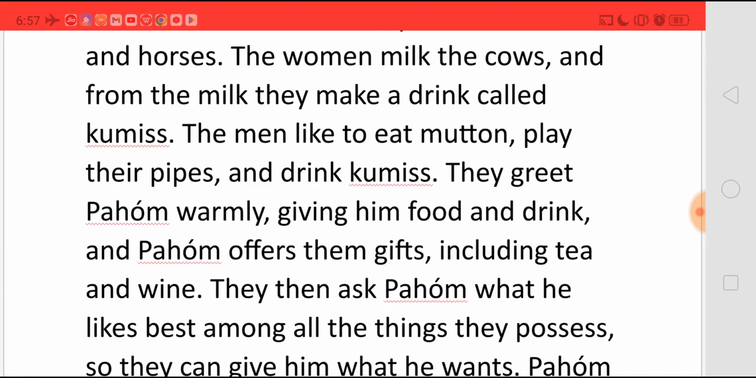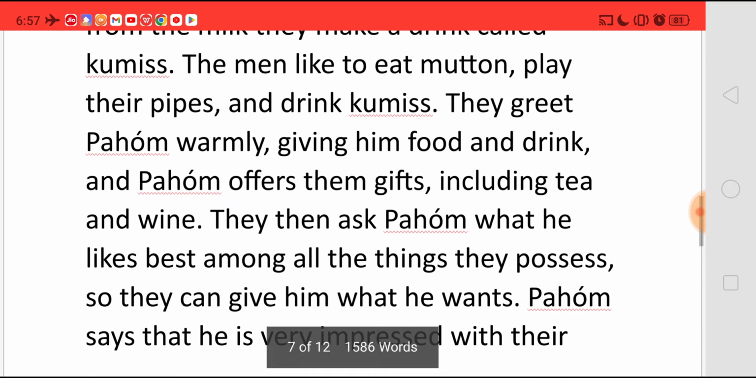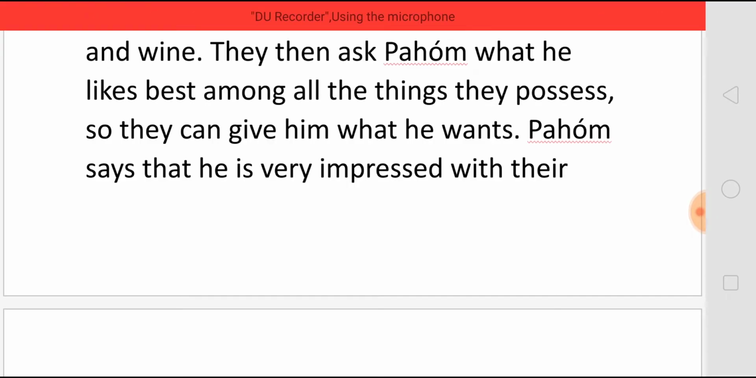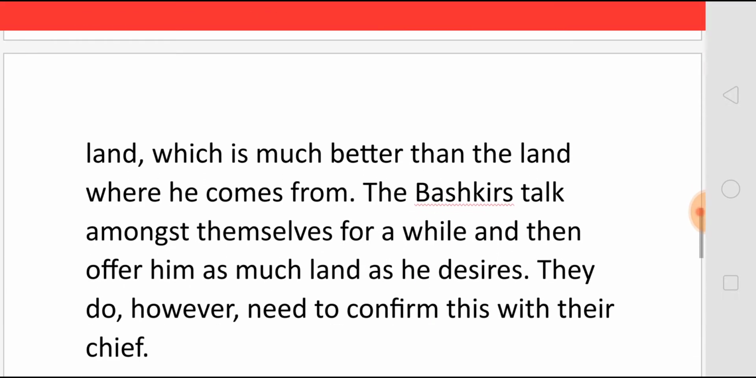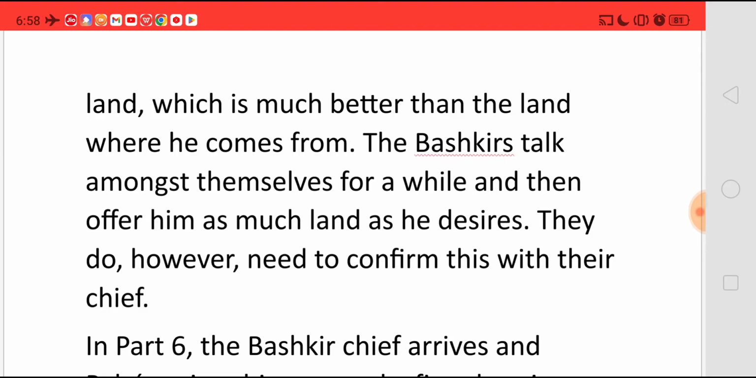They greet Paham warmly, giving him food and drink, and Paham offers them gifts including tea and wine. They are very happy with this gesture, and they ask Paham what he likes best among all the things they have, so they can also give him what he wants. Paham says that he is very impressed with their land, which is much better than the land where he comes from. The Bashkirs talk among themselves for a while and then offer him as much land as he desires. But anyway, they have to confirm this with their chief.